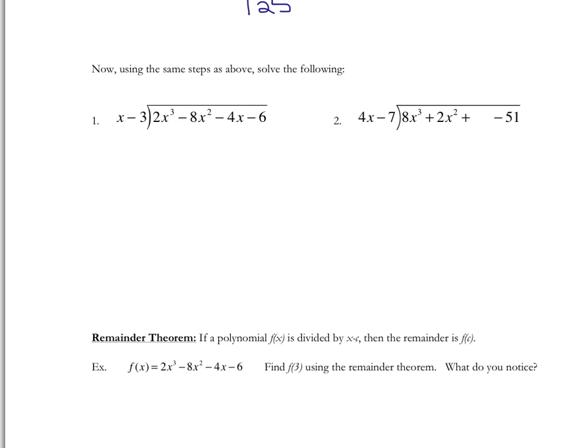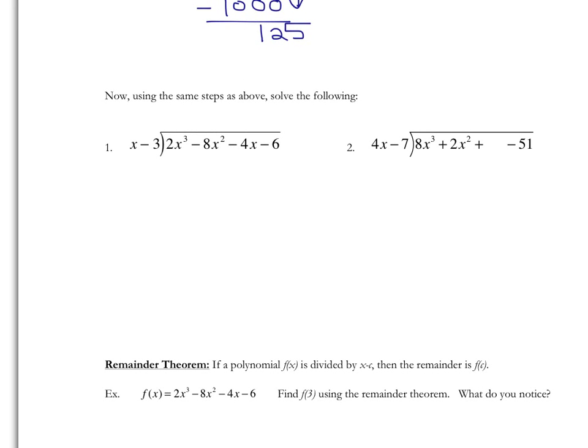So now we need to do this with polynomials. Our divisor is x minus 3, and our dividend is 2x to the third minus 8x squared minus 4x minus 6. Notice that our dividend is in descending powers. We always want descending powers, meaning our exponents go from high to low. If they are not, you always need to rearrange.